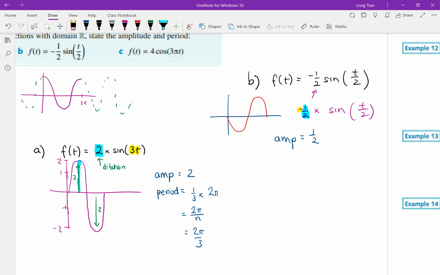But the amplitude doesn't change. The amplitude is still half now. Okay, so that's the dilation factor. I've essentially compressed it into half. And then, what's my period? So again, same thing. So let's look at the period.